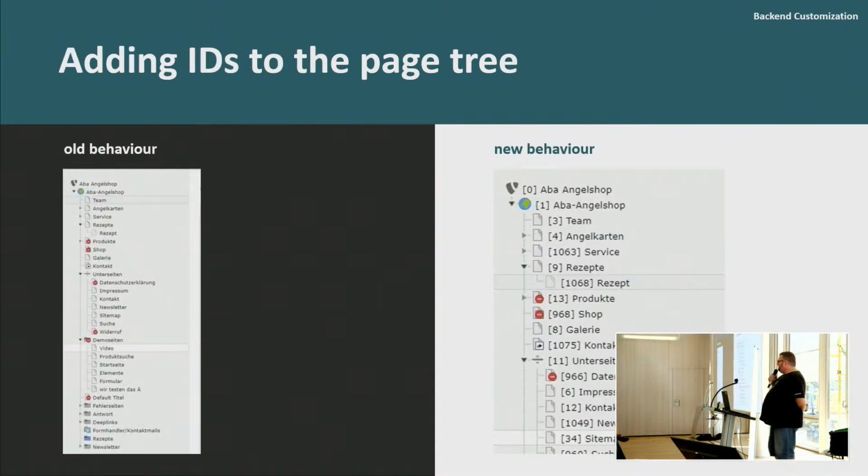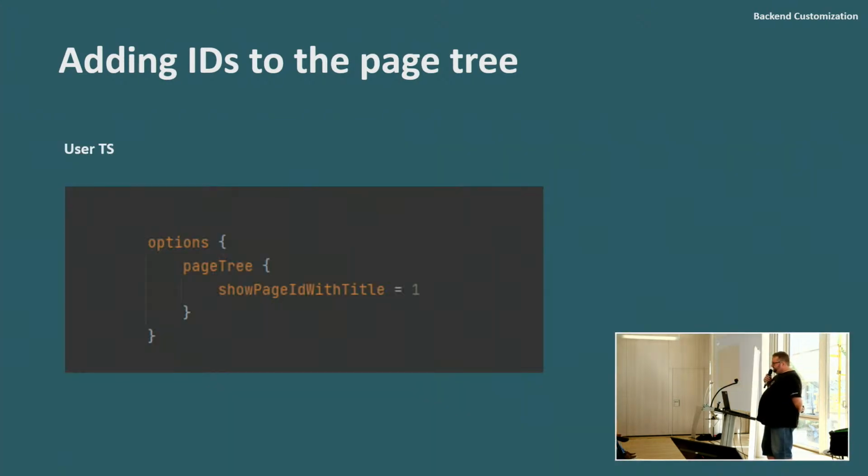Good. Very helpful: we do it on every page, showing the page ID. When an editor calls you and says they have a problem on the Datenschutzerklärung page, you must search for it, and that is very hard when you do it with a filter. When they can tell you the ID, you find the page very fast, and you can help the editor really fast. This is really simple too. In the options for the user TS, set show page ID with title.